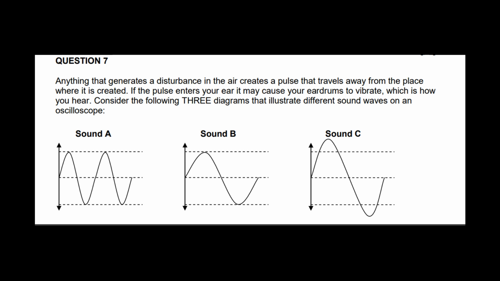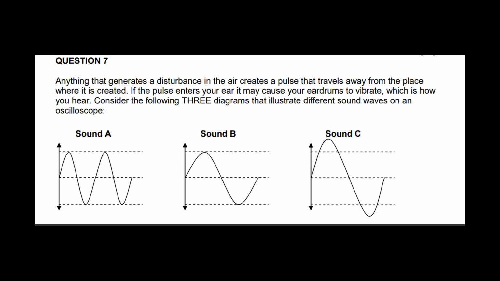So that is question 7. We have sound A, sound B, and sound C. If you've been following this lesson series on waves, sound, and light, you should know that the diagram of a transverse wave and a longitudinal wave look very different.